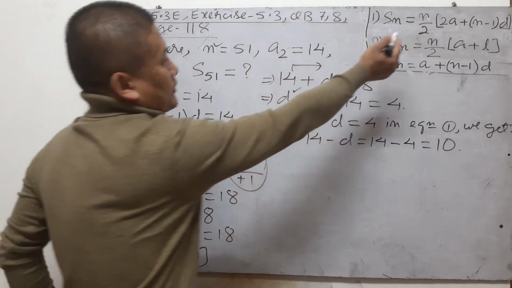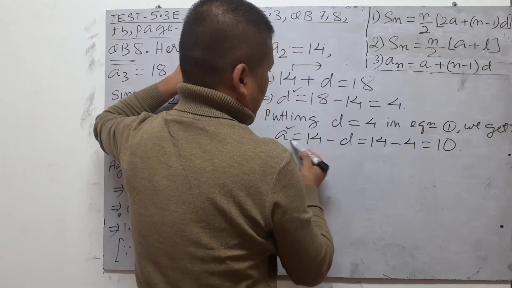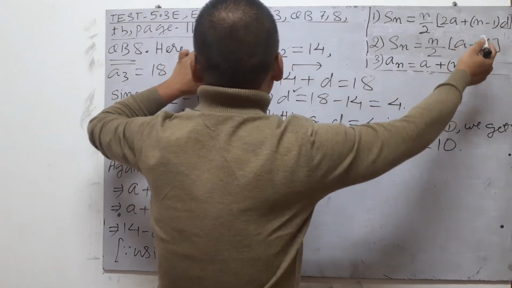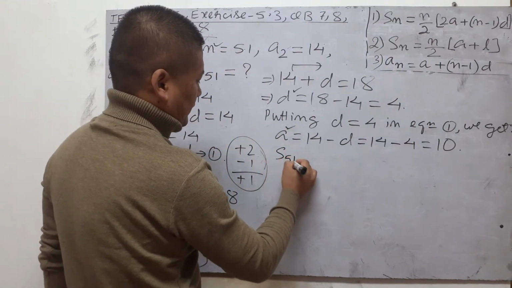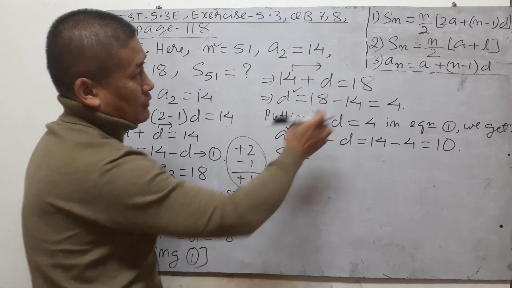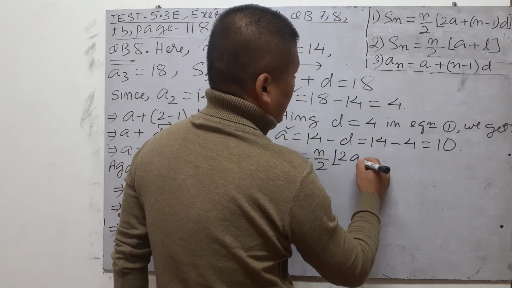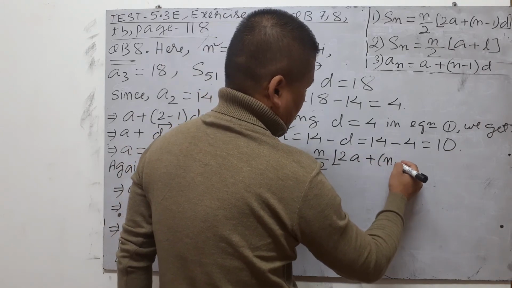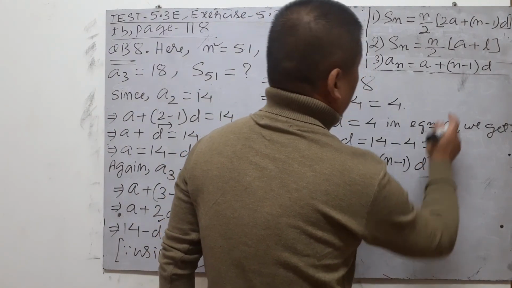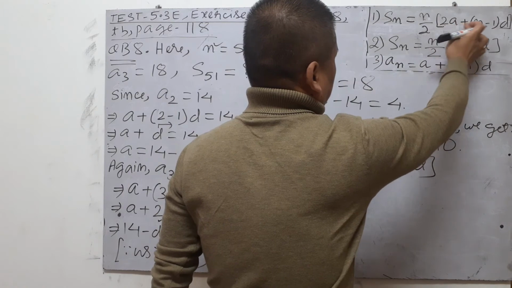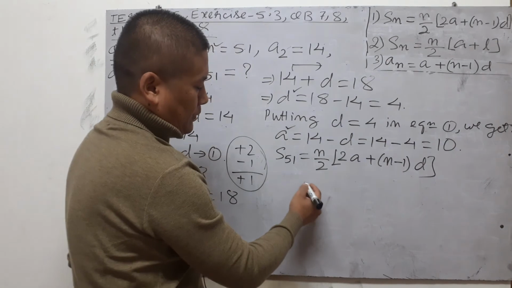So we can easily use this formula now. N is already there, N by 2 into 2A plus N minus 1 into D. We have A, and N is 51. So the required sum can be found out. The sum of the first 51 terms is what the question is asking. S51 will be, applying this formula, N by 2 into 2A plus N minus 1 into D.